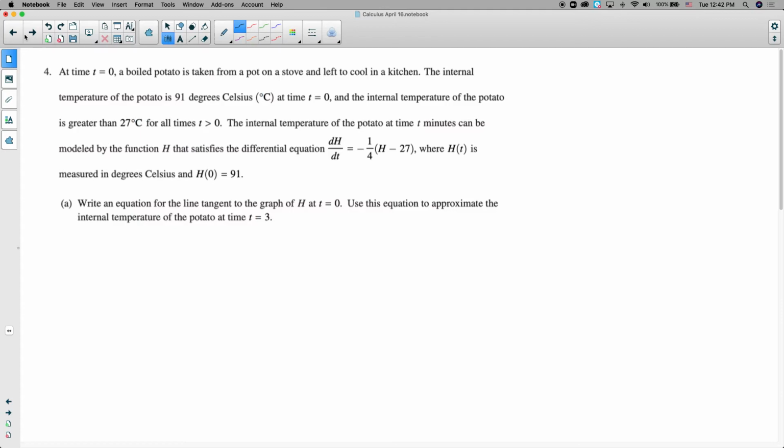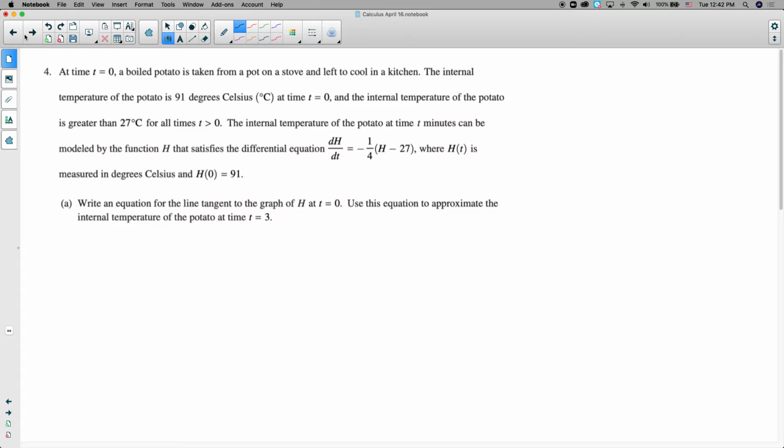So here we have, at time t equals 0, a potato that is taken from a pot on a stove and left to cool in the kitchen, so it's a hot potato. The internal temperature of the potato is 91 degrees Celsius. It's hecka hot because 100 degrees Celsius is boiling. So, don't touch it. It's hot. And then it cools, right?